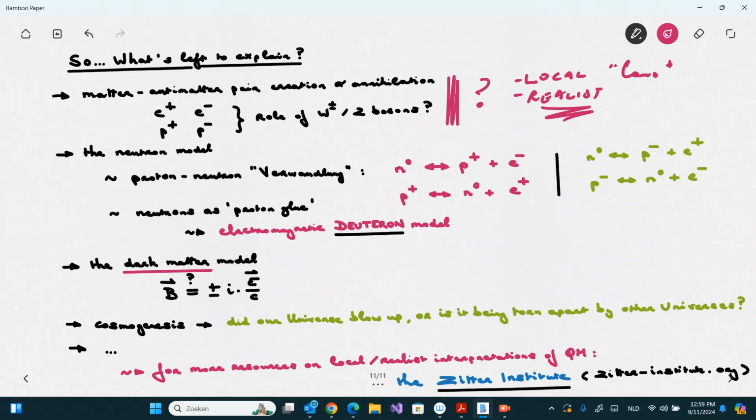And I'm really in a minority, which I'm also going to talk about at the Zitter Institute. There are a lot of people thinking like me with these local realist interpretations. On this one, I'm really alone, and it's one of the reasons why a lot of people think I'm a little bit nuts, probably. Which all depends on your point of view and where you are on the Gauss curve, the normal distribution of opinion on certain topics.